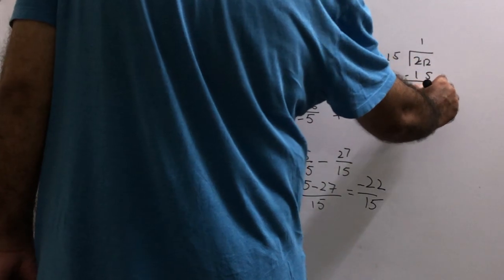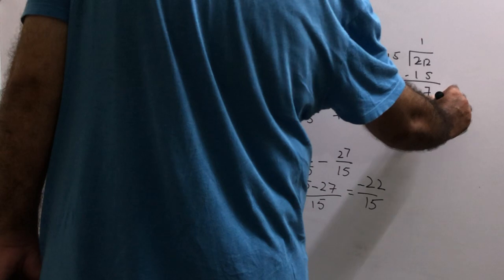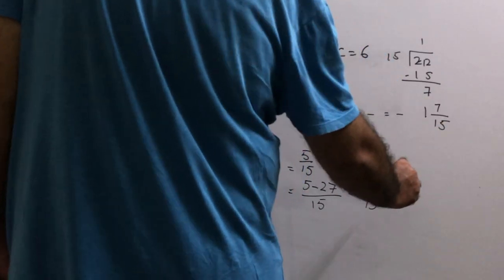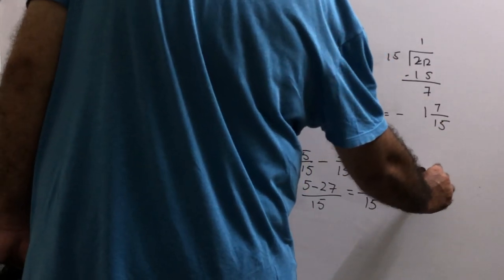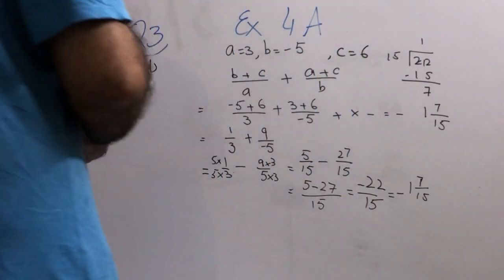12 minus 5 is 7. So we say that one whole number 7 divided by 15. So it becomes minus sign 1 whole number 7 over 15. This is the answer for this expression.